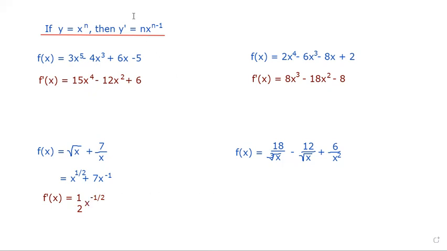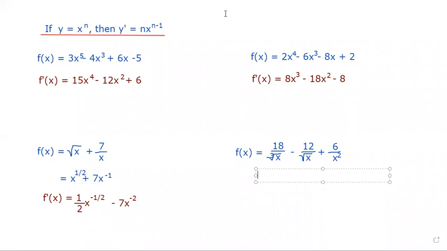We have to make sure we're able to do that. Now, we execute the same rules. Negative 1 times 7 is equal to negative 7x, then raised to the negative 2. All right, so that's 1/2 x to the negative 1/2 minus 7x to the negative 2. So that's the way we do that. We basically just rewrite it so that we can use our rules.